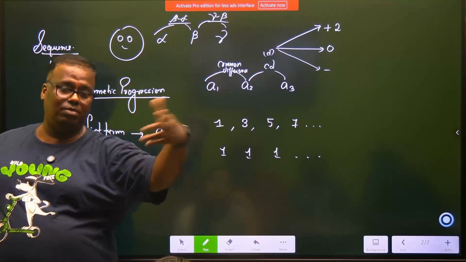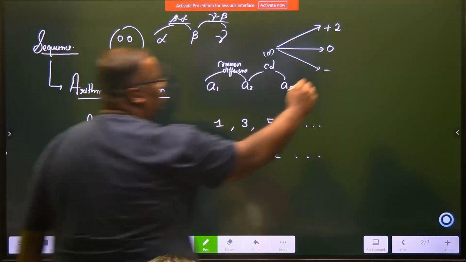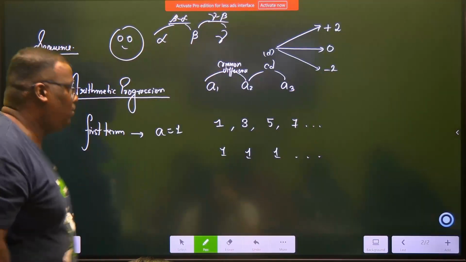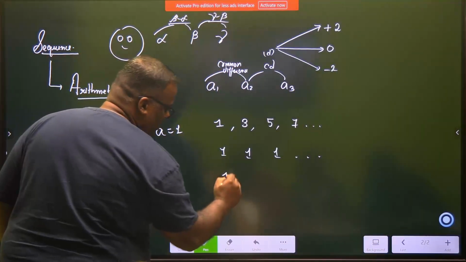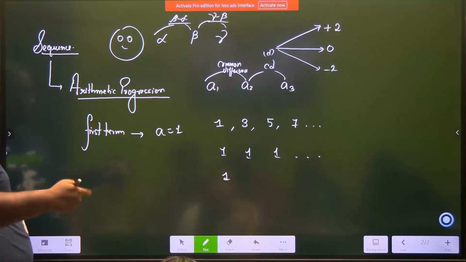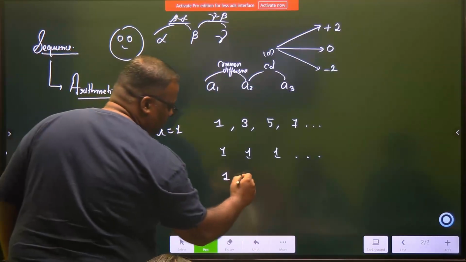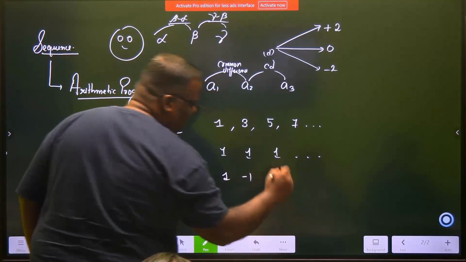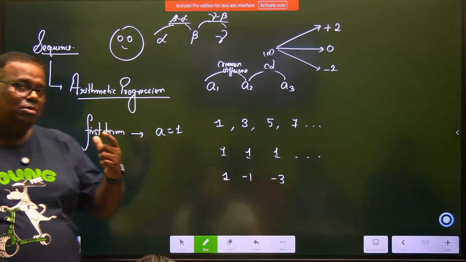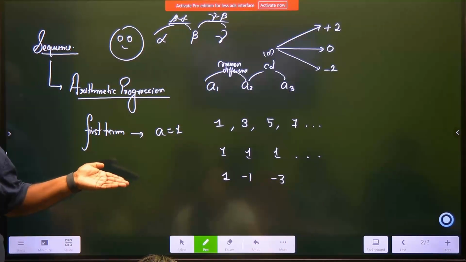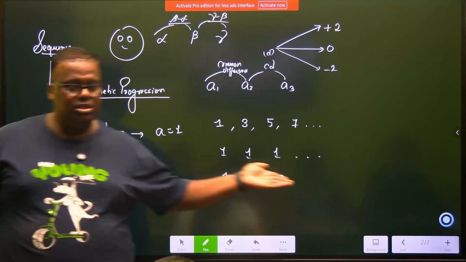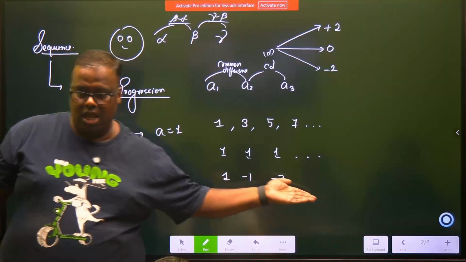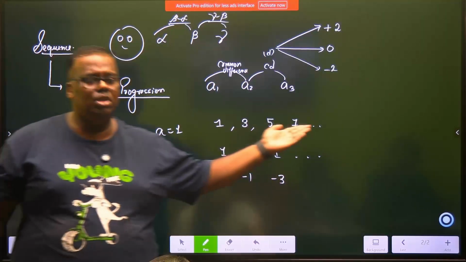And let's say we have a negative number. Say our common difference is -2 now. Our first term is again 1 for our example. Then 1 minus 2 will give you how much? -1. -1 minus 2, -3. You will find that when the common difference is negative, the arithmetic progression goes on a decreasing trend if you're dealing with numbers. And if it is positive, it goes on an increasing trend.